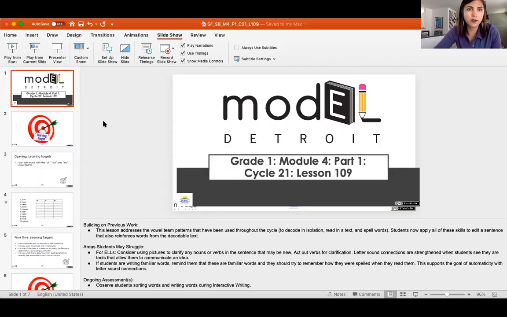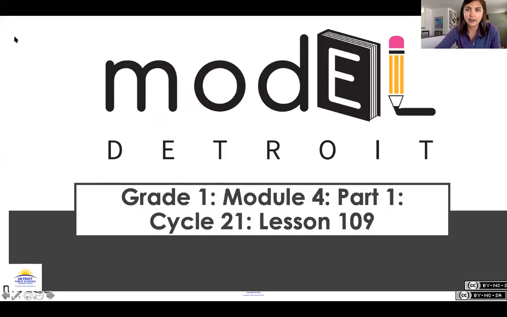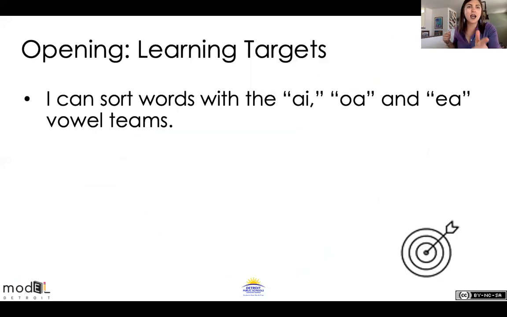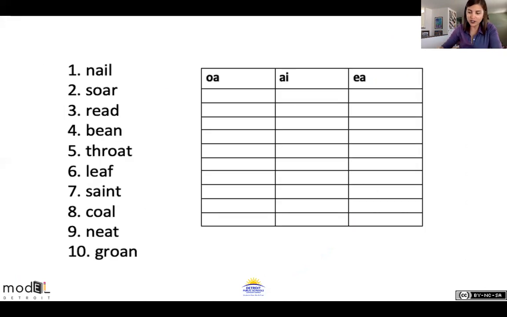So today we will need a composition notebook. If you don't have your composition notebook out already, I would go grab that. All right, lesson 109. Learning target: I can sort words with the AI, OA, and EA vowel teams. All right, so we're going to look at our lists. We have a list and we have a table.